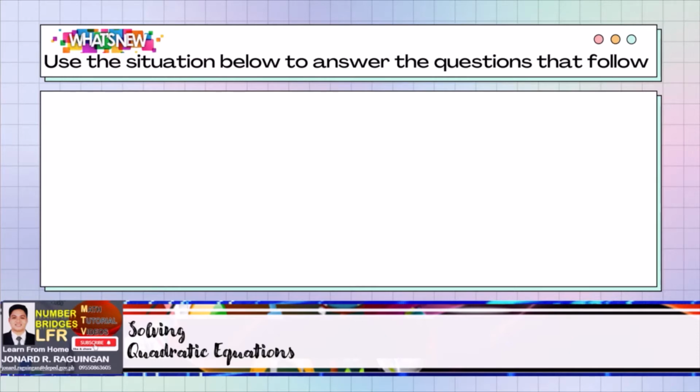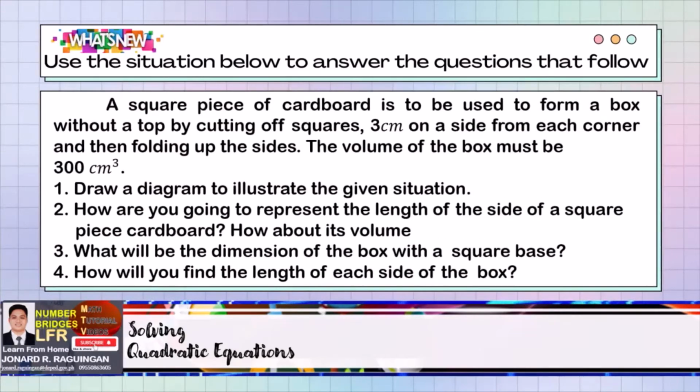Let's consider this problem. A square piece of cardboard is to be used to form a box without a top by cutting off squares 3 cm on a side from each corner and then folding up the sides. The volume of the box must be 300 cubic centimeter.